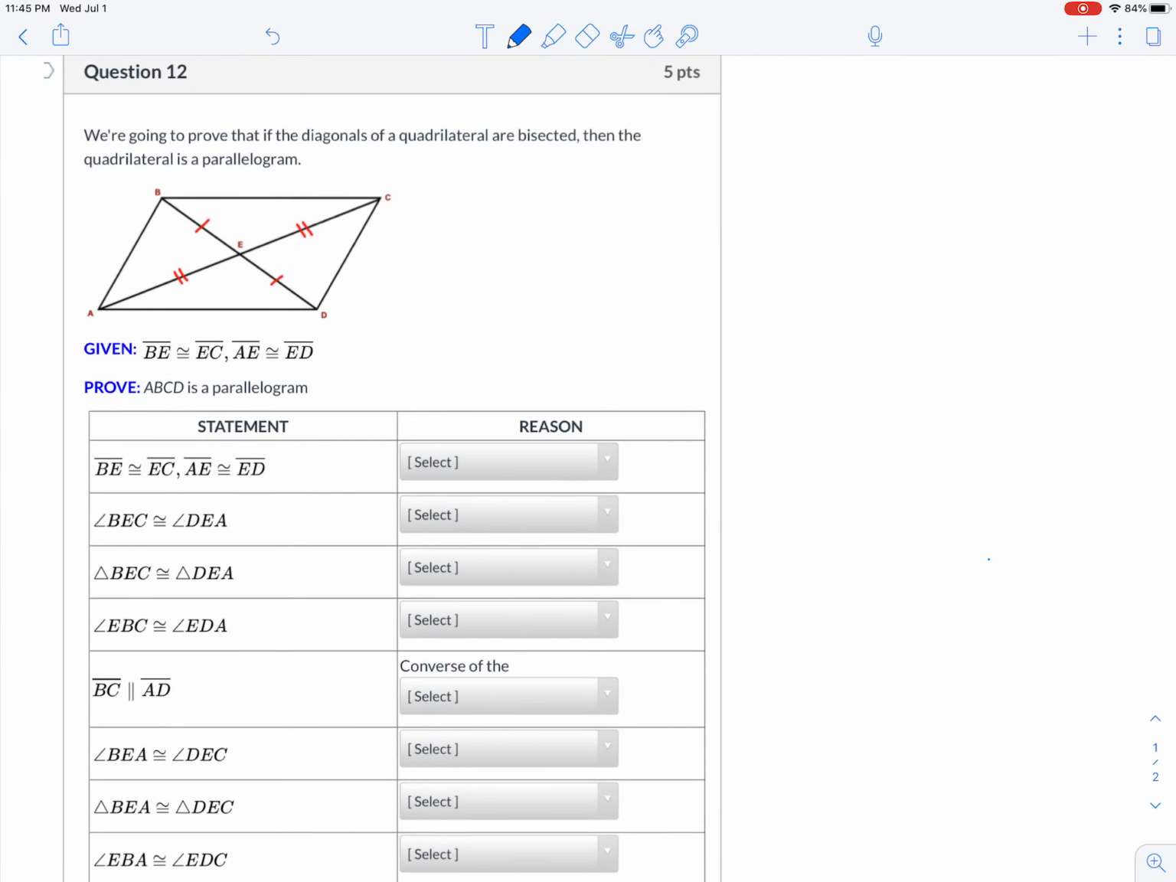Let's see. What if the diagonals are bisected? Is that enough to show that this quadrilateral is a p-gram? Given that the diagonals are bisected. Now BEC is congruent to DEA. BEC, DEA, vertical angles.